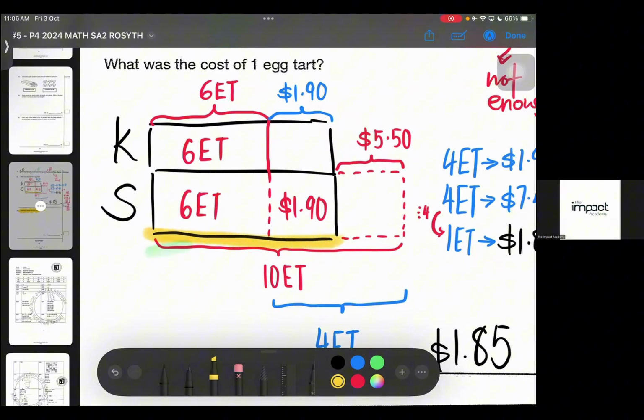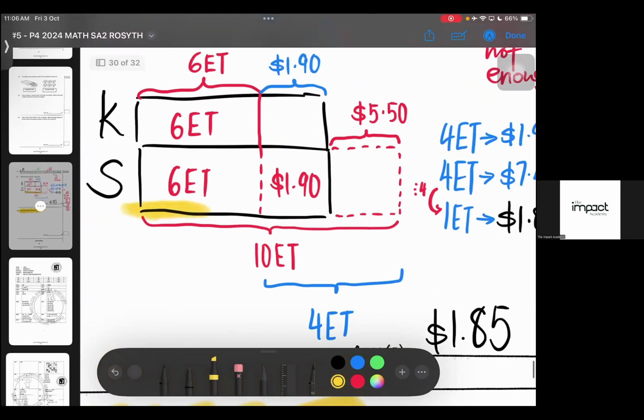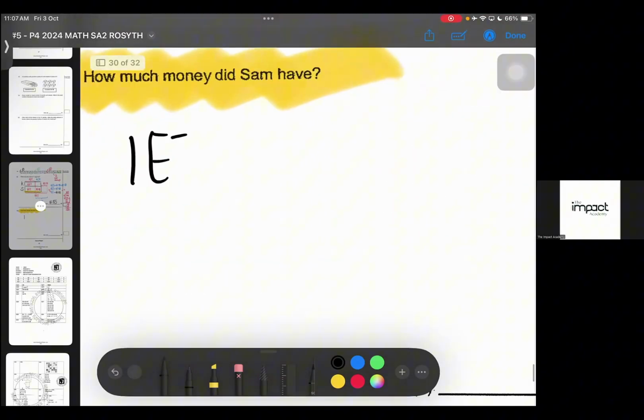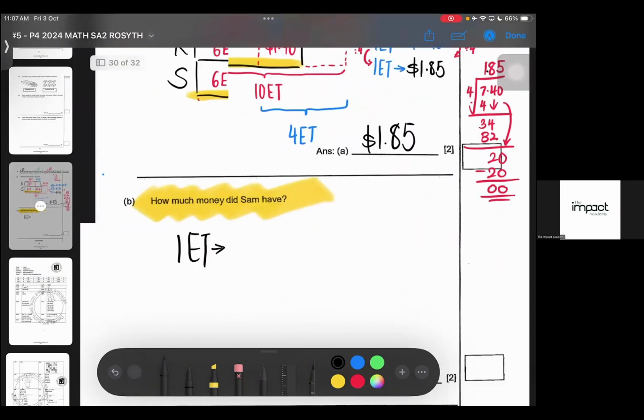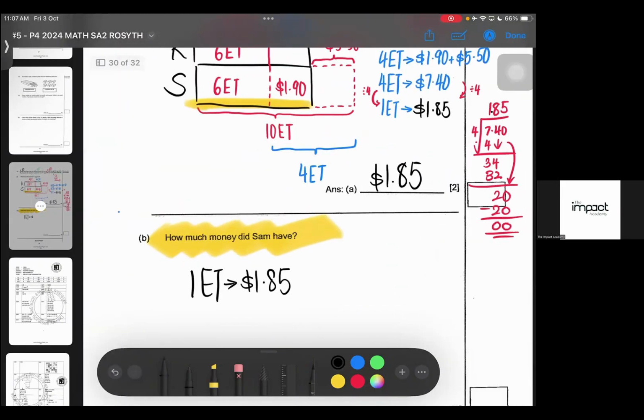Does it make sense to you or no? Alright, again, you have to understand that it's from here all the way to where? Agree or disagree? So if I know that 1 egg tart is going to be $1.85, how many egg tarts are you going to buy?